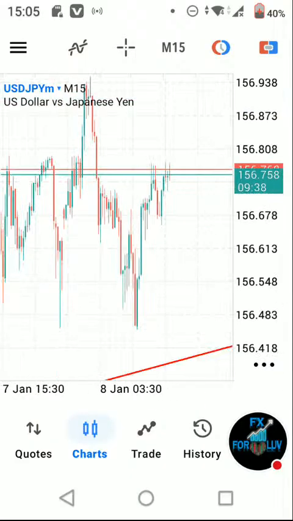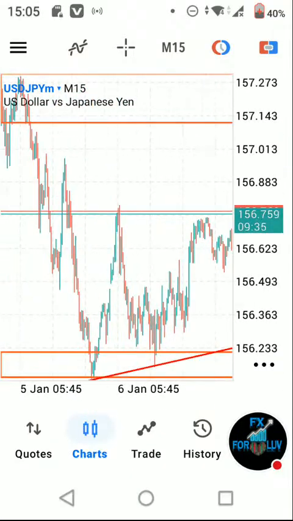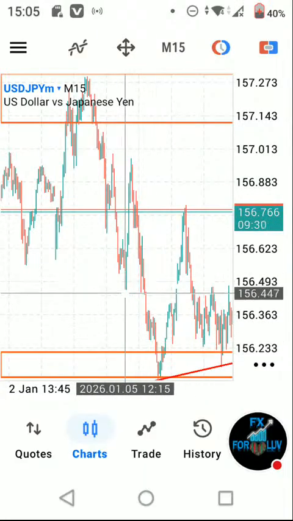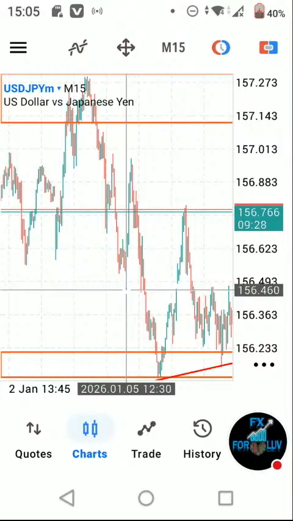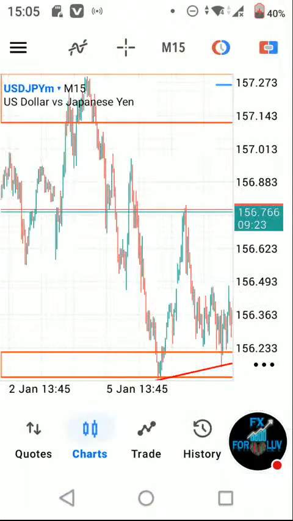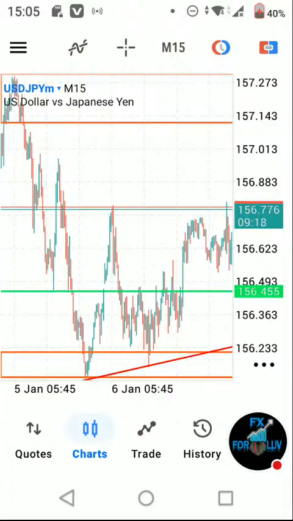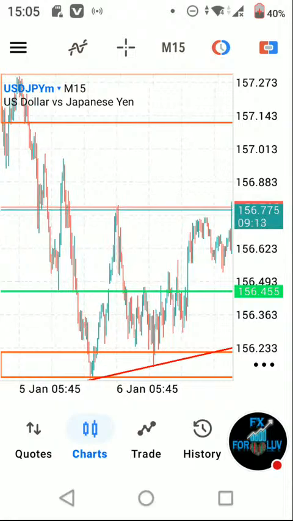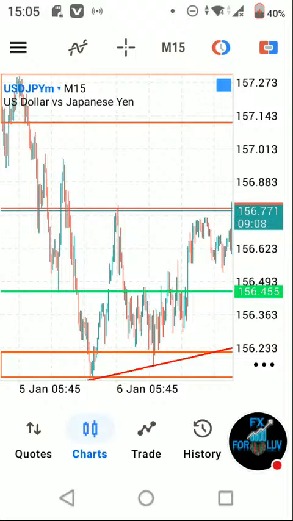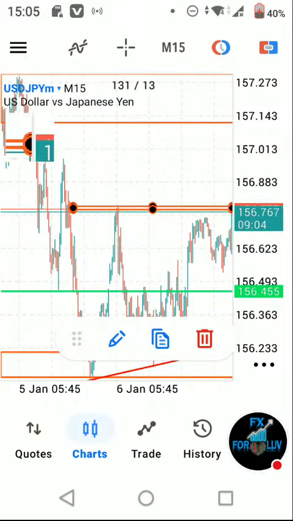Let's head over to M15 and see, when price came and tapped into our demand zone here, did it sweep liquidity? Yes, it swept liquidity below this low right here. So let me mark the liquidity sweep. Yes, that's where the liquidity sweep happened. And after liquidity is swept, what do we expect? We expect price to come back and respect supply. Did price respect supply? Yes, price came and respected supply right there.